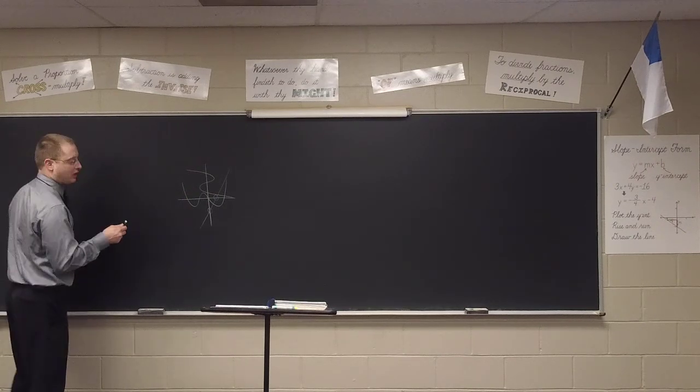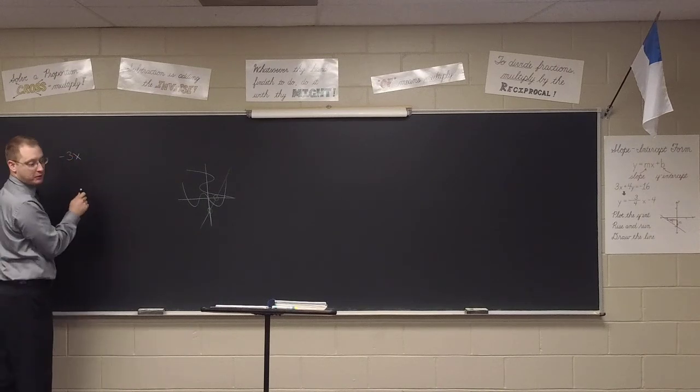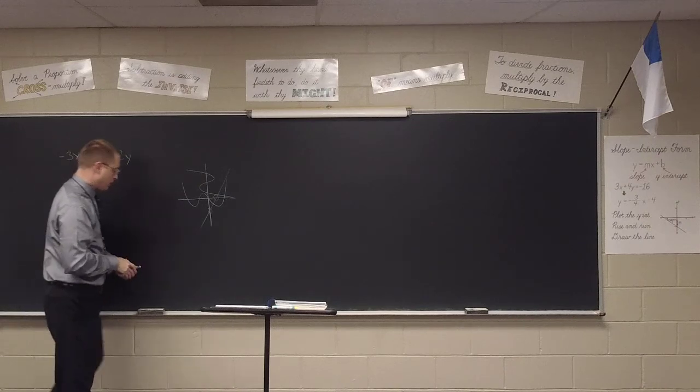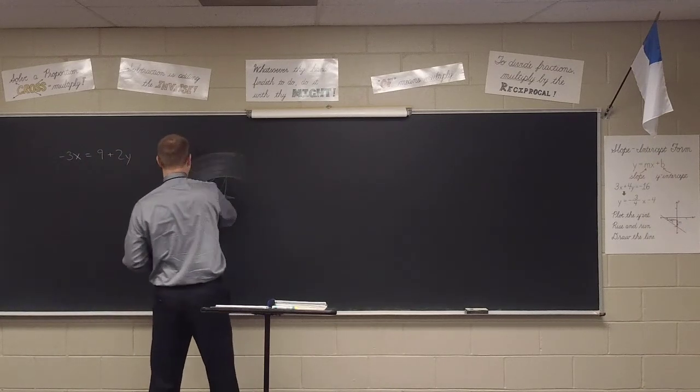So I want you to graph this equation on your own graph paper. Negative 3x is equal to 9 plus 2y. Go ahead and use the intercept method to graph that equation.